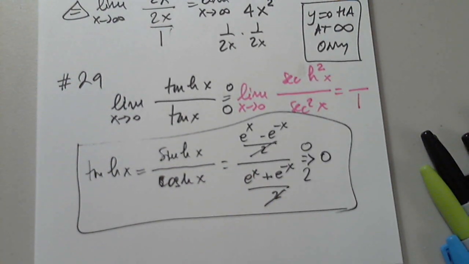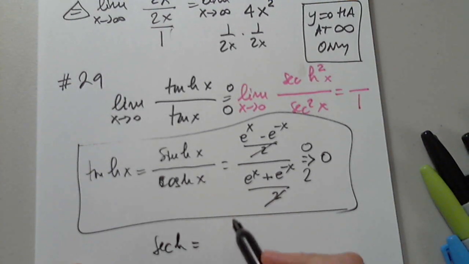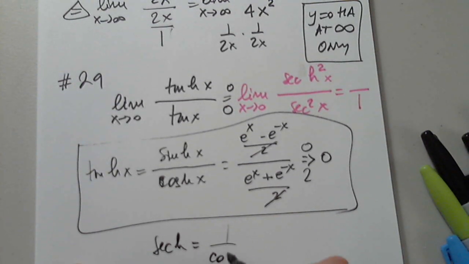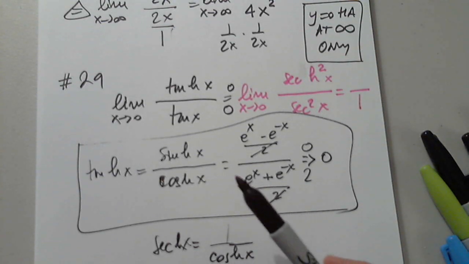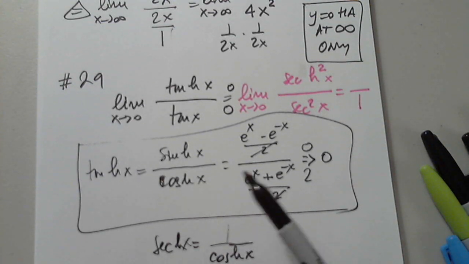So hyperbolic secant is 1 over hyperbolic cosine. And when I plug in 0 in it, I get 1. So I have to plug in 0 in here. But we already did. And we got 2.